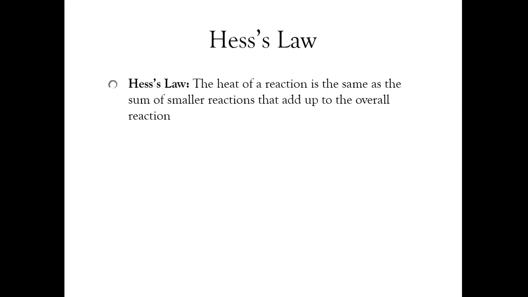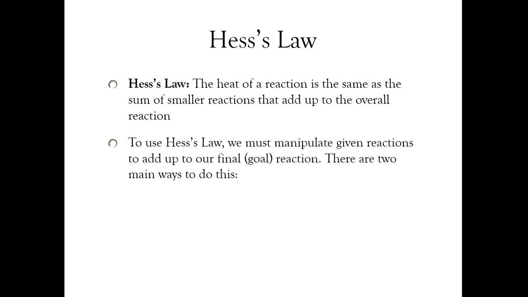Okay, now let's talk about Hess's law. So this is a way of calculating heat of reactions using multiple equations. So the heat of an overall reaction is the same as the sum of the heats of smaller reactions that add up to the overall reaction. That in itself is a very confusing statement, but you'll see what we mean by that. So we're going to be given reactions, and we have to manipulate those reactions to add up to our final goal reaction.